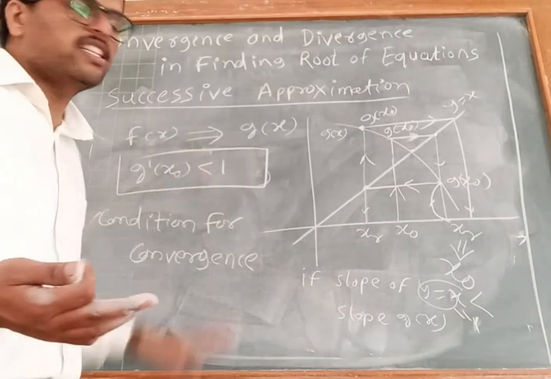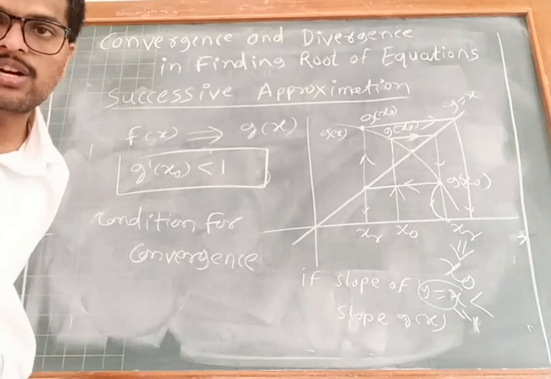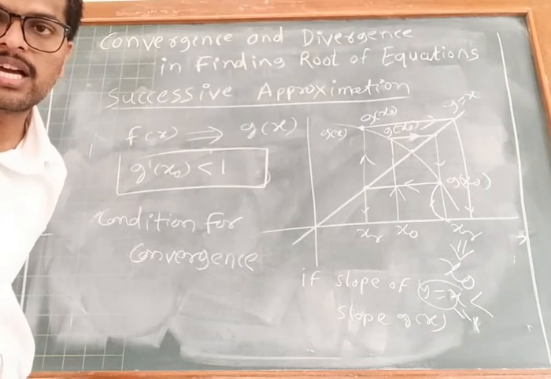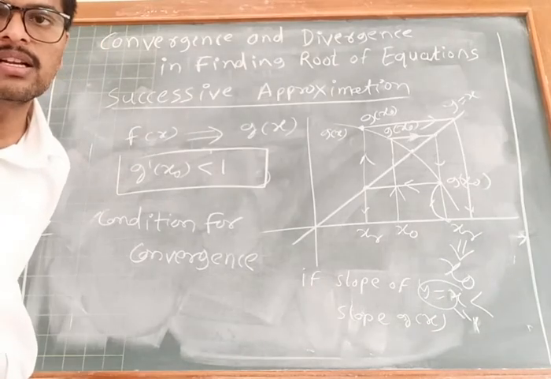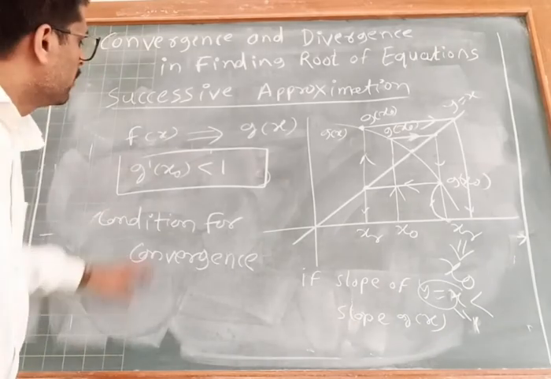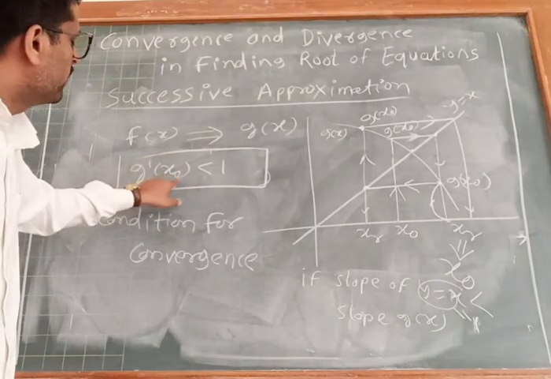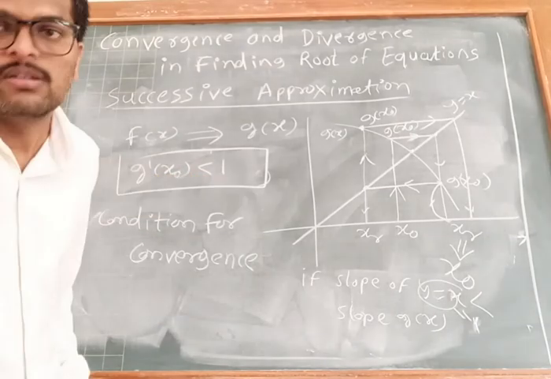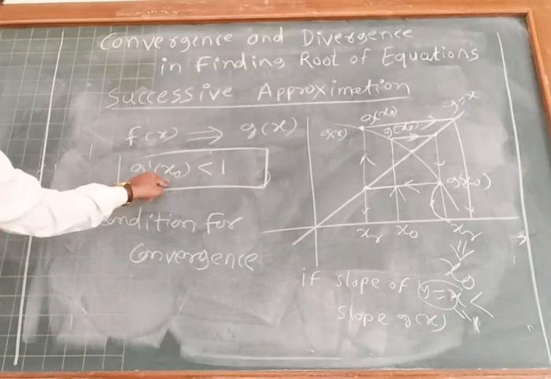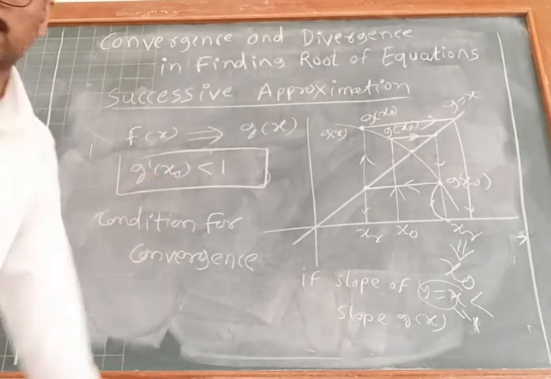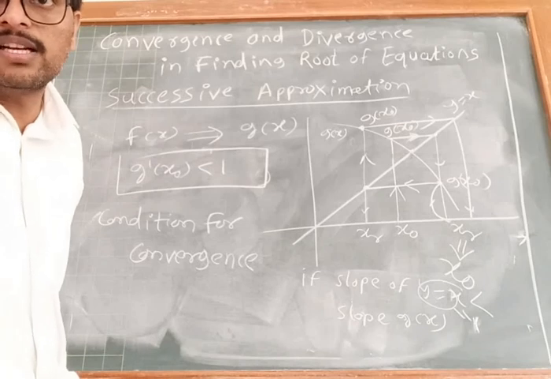If this condition is not satisfied, then what do you have to do? I told you while explaining the divergence case in the Newton-Raphson method. Tell me, what is to be done if this condition is not satisfied? Yes, again assume a different initial case.